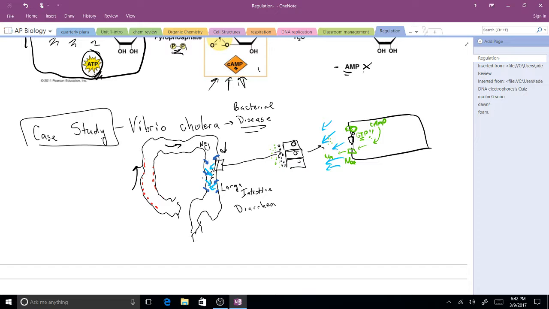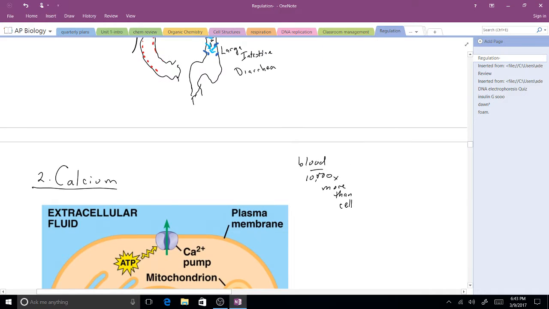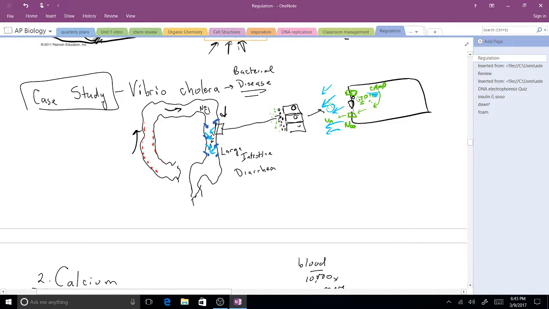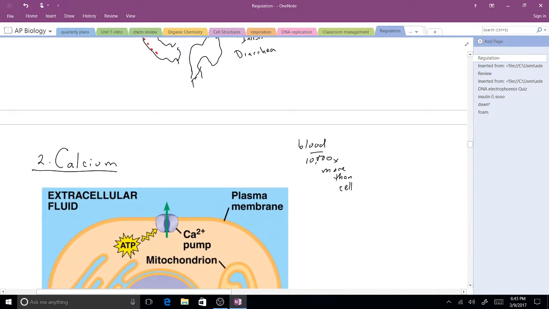It can be fatal. So you can see here's an example of a bacterial toxin affecting the ability of that GTP to switch off, and it keeps it on, and then we build more and more cyclic AMP. That affects the sodium transporters. So quite an important molecule, that cyclic AMP.